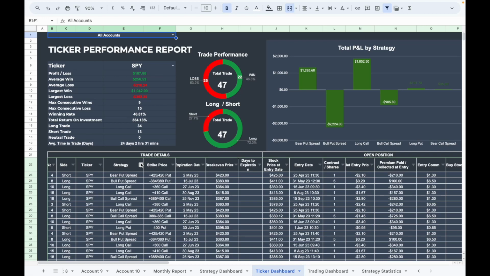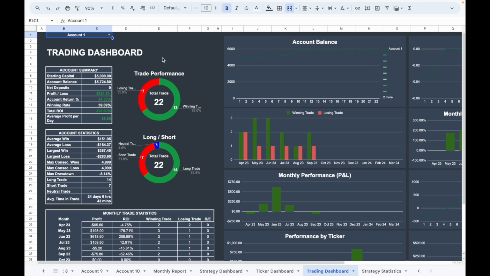Finally, the most important part of this trading journal is the main trading dashboard. It shows you an overall summary of each individual account as well as all accounts. Select the account name from the drop-down list on the top left corner to view the summary of a particular trading account. It shows you a comprehensive summary of your trading activity over a 12-month period, such as total P&L, account return, win rate, and statistics such as average win and average loss.